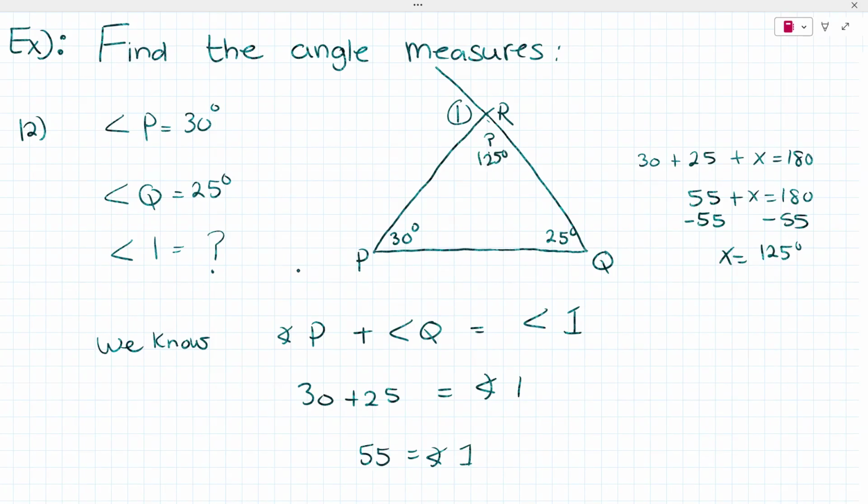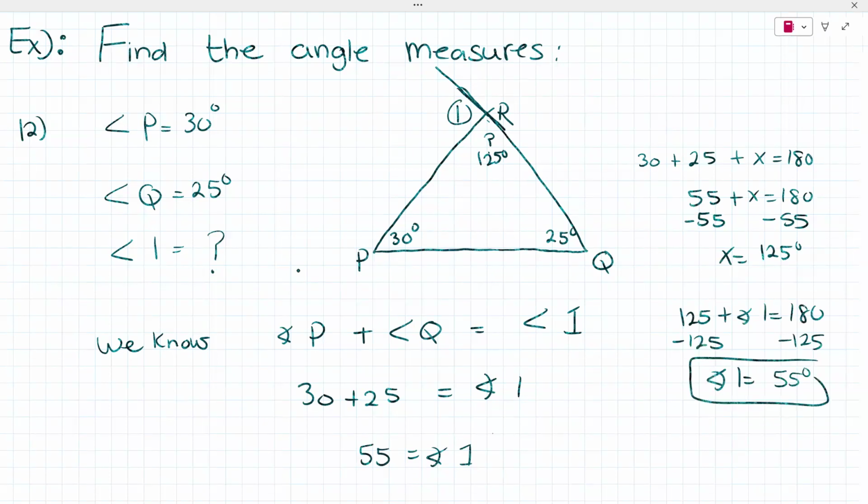Now I can find out what angle 1 is, because this is supplementary, since it forms a straight line. So you could say 125 plus angle 1 equals 180. Subtract 125. Angle 1 is going to be 55 degrees. Okay, so there are two ways you could have found angle 1.